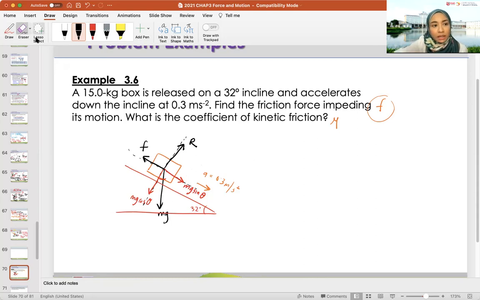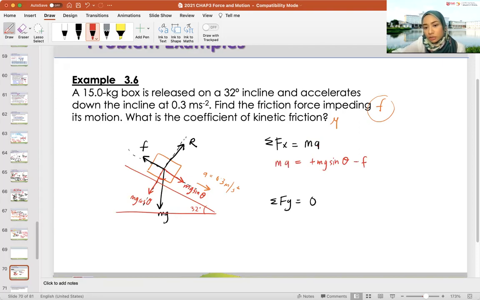Okay, so now we write our condition. What is the condition for my Fx? Is it 0? No. MA. Okay, so it is MA. What is the condition for my Fy? 0. Of course, it's not flying. Okay, great. So everyone on the same page now. So MA, what is in my x-axis? I have positive mg sine theta and I have minus friction. So this is equal to MA.